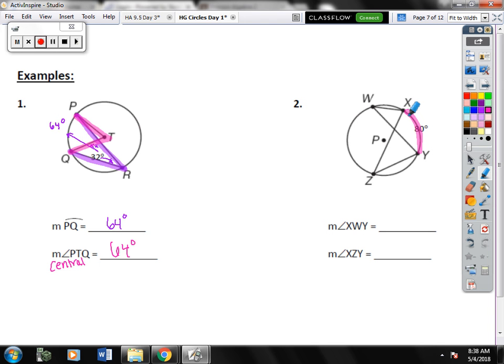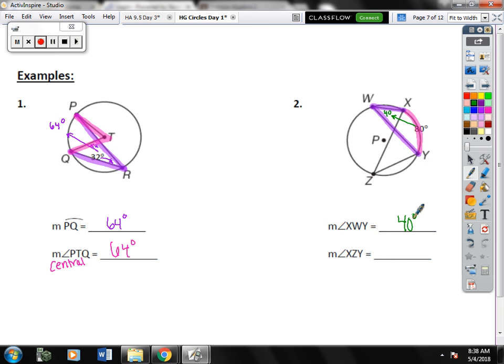The first question they ask us is, what is the measure of angle XWY? What type of angle is that? Central or inscribed? Inscribed. It doesn't touch the center. So we're going from the arc back to the angle. Do I multiply by 2 or divide by 2? Divide by 2. Again, you're going into the less than part of the inequality. So we'll divide by 2 and we'll get 40.